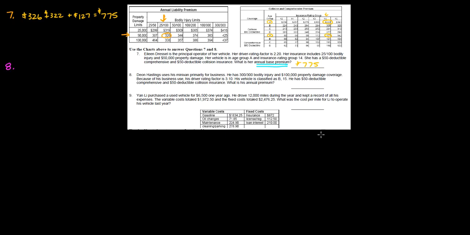Now in 8, we're actually going to figure out the annual premium, so that's where the driver factor rating comes in as well. So here we have, he wants 300 at 100,000 in limits, which gives us the 437 here.